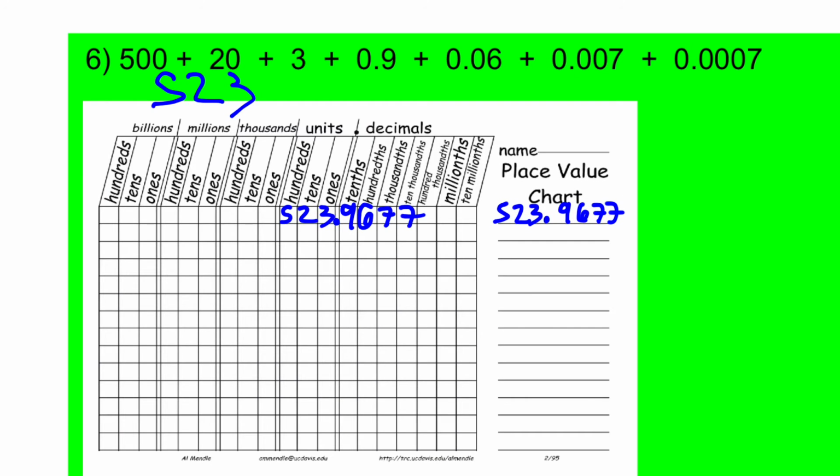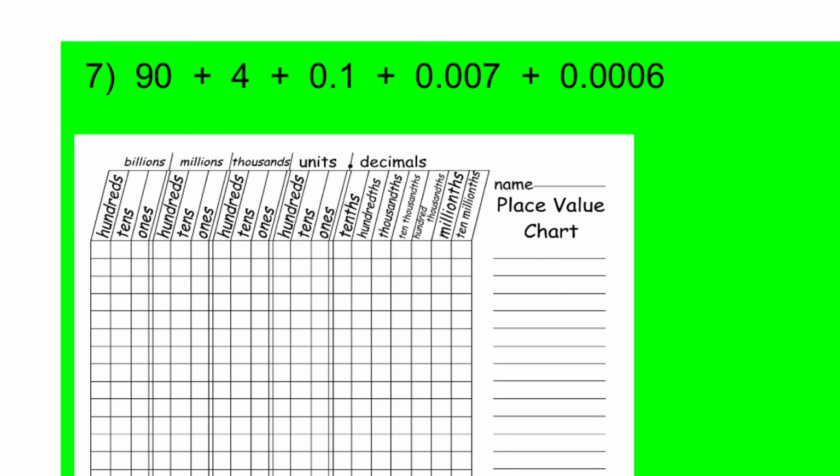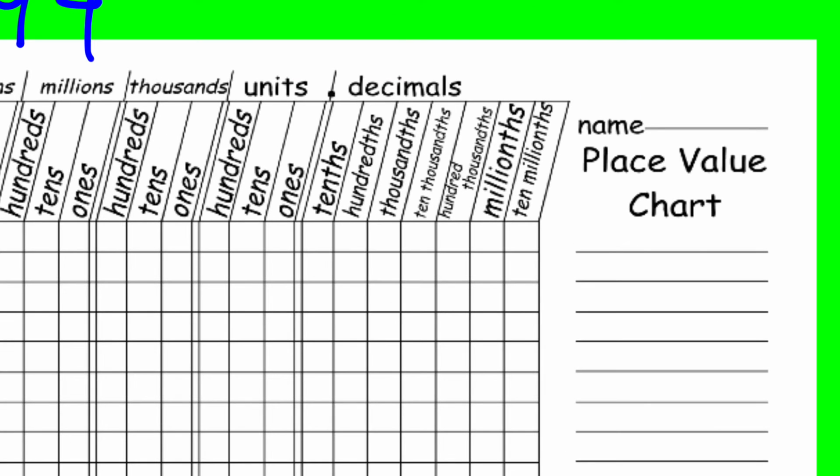All right, let's look at some where we're missing certain place values. So this one here, I have a 90 and a 4, and then I have my decimals. Well, 90 and 4 makes 94. So if I go to my units area, I have 9 tens. Rewrite that. 9 tens, 4 ones.